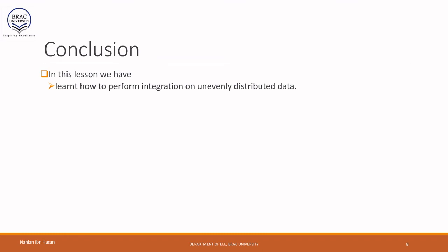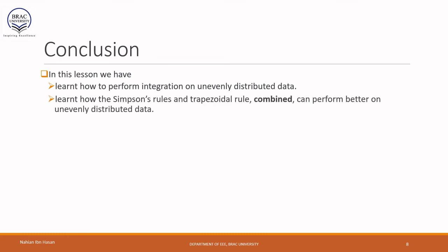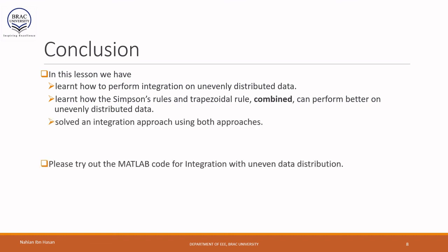So in this lesson, we have learned how we can approach unequally distributed data. We can apply a single rule, or we can apply a combination of all of the closed methods, that means the Newton-Cotes formulas. So that was the basics of approaching unequally distributed data.